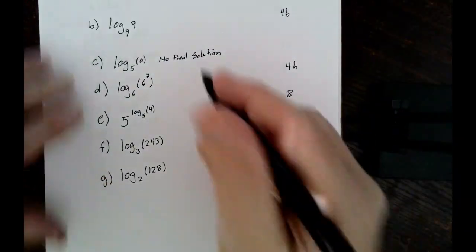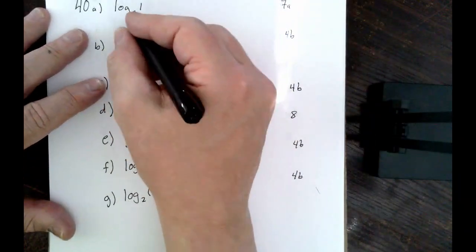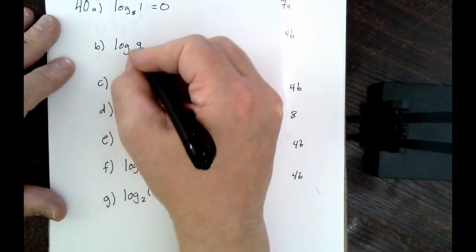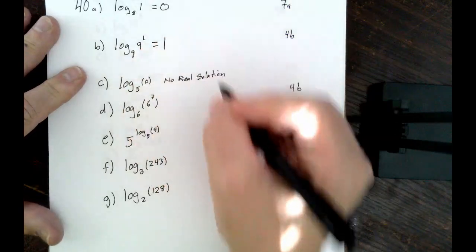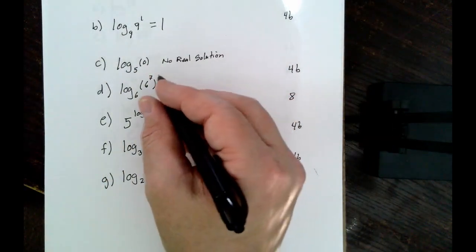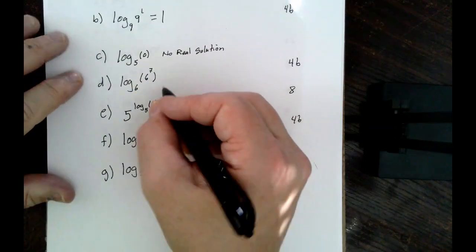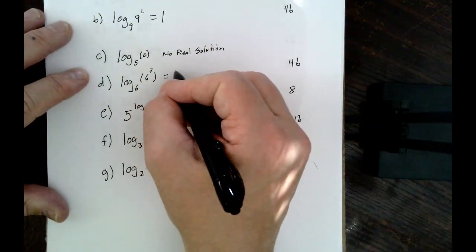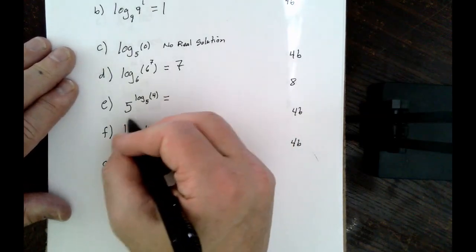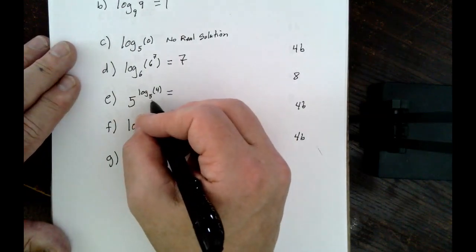Okay, let's look at 40. Any log of any base of 1 is always 0. Log base 9 of 9 to the 1 is just 1. You can't take the log of 0 or a negative number, so that one doesn't give you an answer. D, it's just the exponent 7. Remember, rule 8 says this is just 4.